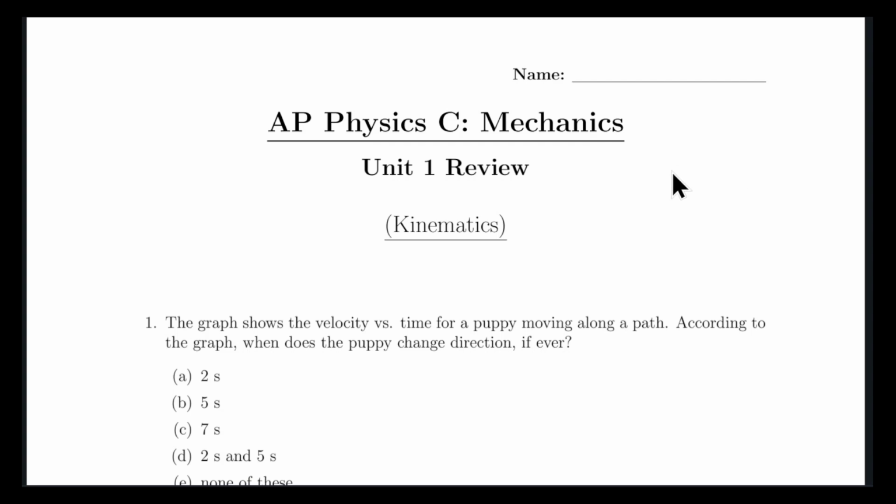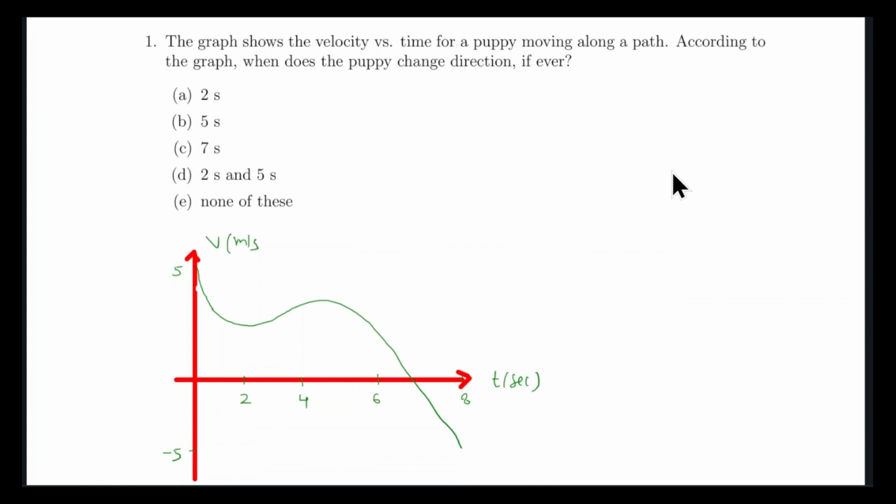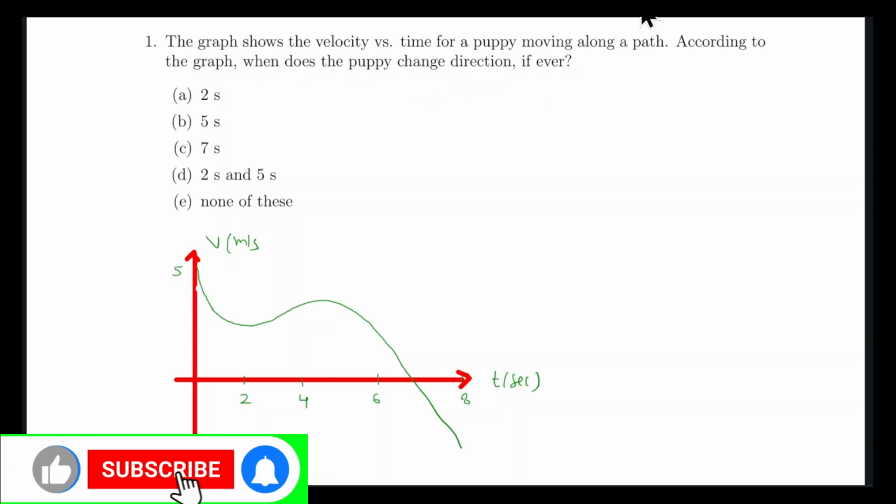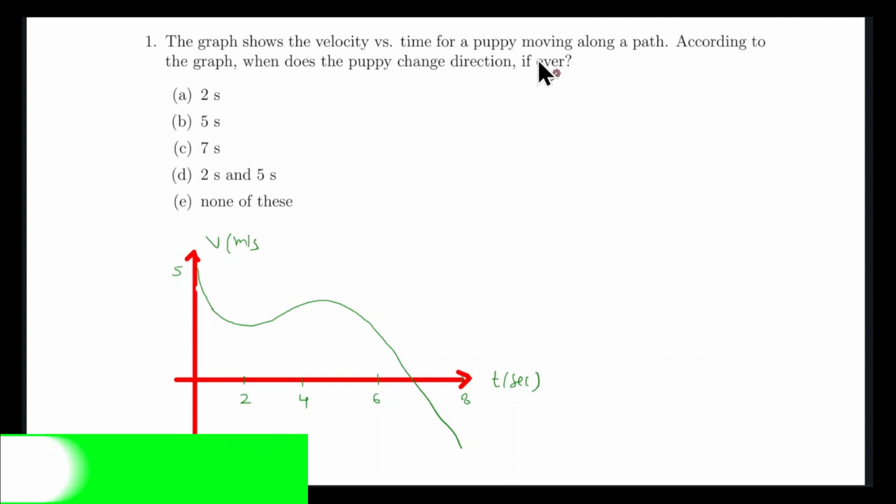All right, first question, we are given a graph that shows velocity versus time for a puppy moving along a path. According to the graph, when does the puppy change direction, if ever? So what is the concept, guys? When does a particle change direction? When velocity changes sign.